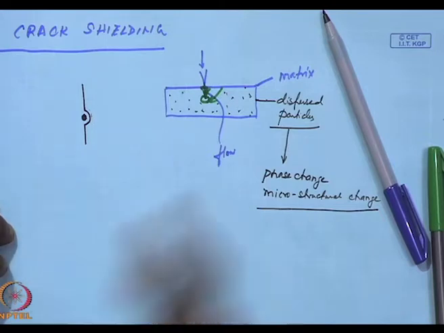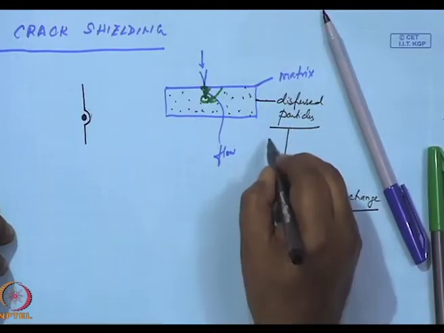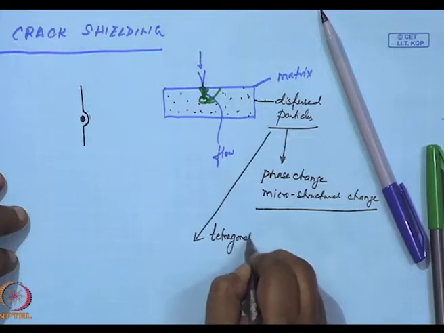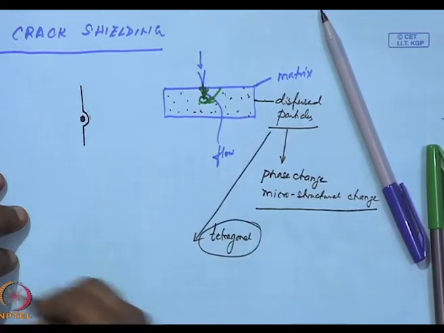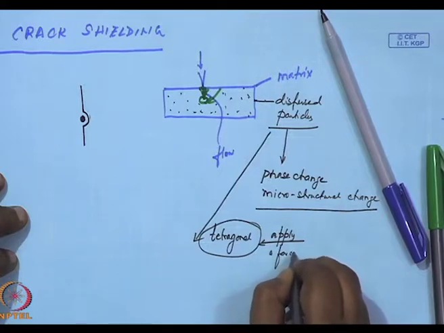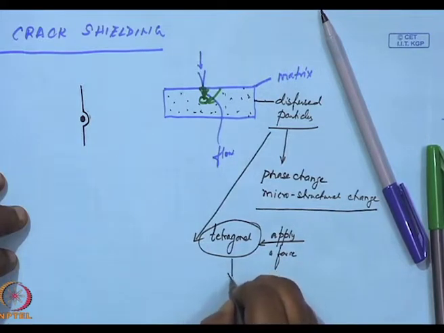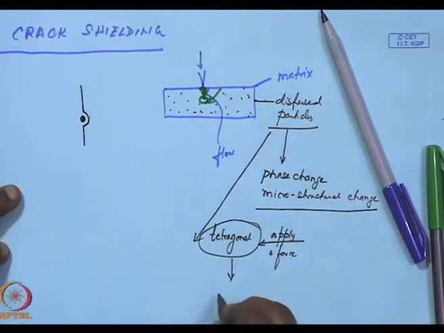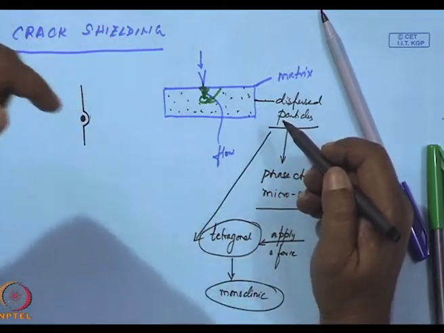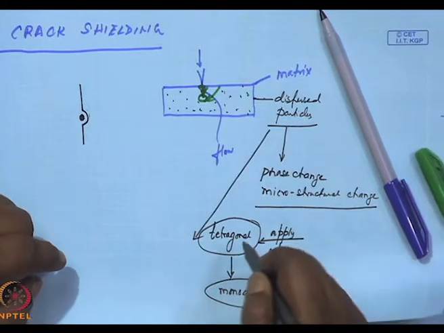Suppose, talking off the cuff, these particles are, let us say, tetragonal. These are tetragonal particles. I now apply a force. If this can undergo a change to, say, monoclinic, obviously a lot of the energy associated with the crack propagation will be absorbed during this phase change.